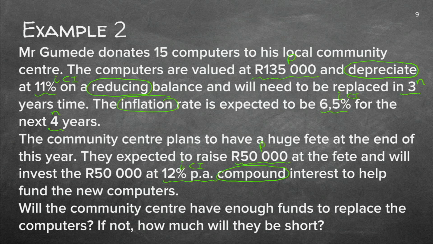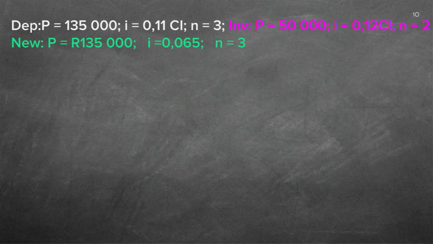If not, how much will they be short? Okay, let's just see when do they want to replace these computers. I've summarized it here. The depreciation is after 3 years. So automatically they want to replace it after 3 years because they also worked out the inflation rate after 3 years. But now why is there an N equal to 2? Because only at the end of the first year, the parents decided that they're going to have a fete and they're going to make an investment and they're going to use that money in the end to buy new computers. Good. So again, we have 3 different problems.